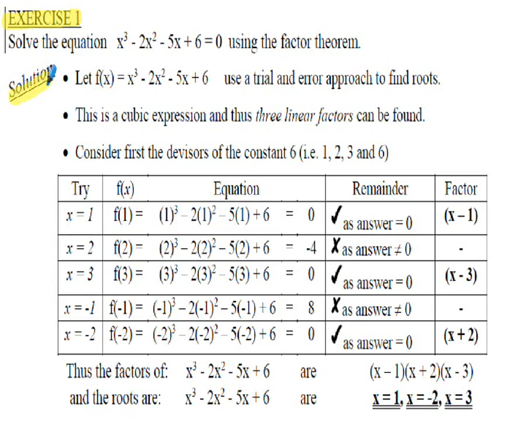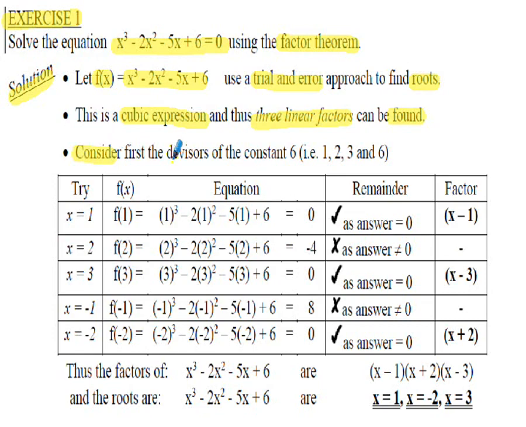Exercise 1, solution. We're asked to solve the equation x cubed minus 2x squared minus 5x plus 6 is equal to 0 using factor theorem. Firstly, let's write the above equation in terms of functional format. So function of x is equal to x cubed minus 2x squared minus 5x plus 6. And we're going to use the trial and error method, the factor theorem method, to find the roots and then find the factors. Note this is a cubic expression, x cubed, in the function, so there will be 3 linear factors for us to find.